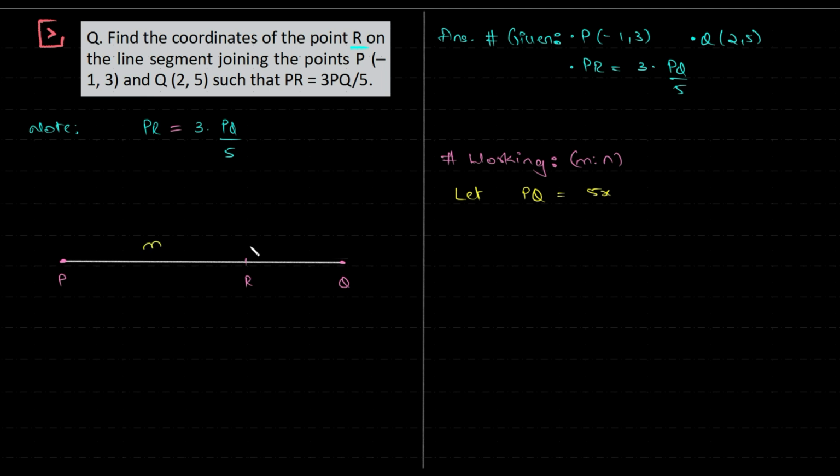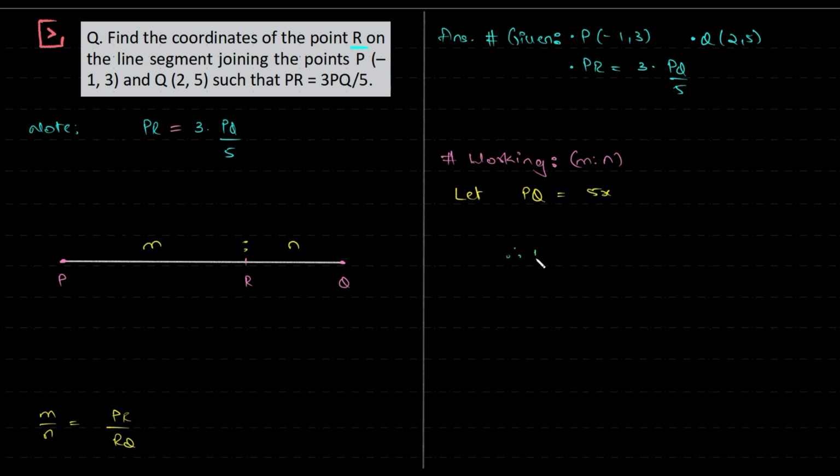Ratio, m is to n, has to do with PR by RQ, which we don't have over here, right? We don't have PR by RQ. We have PR by PQ, but we want RQ. So how do I calculate it? This is one of the ways. There are many ways. This is one of the ways. Okay. So PQ, I'm taking this entire length as 5x.